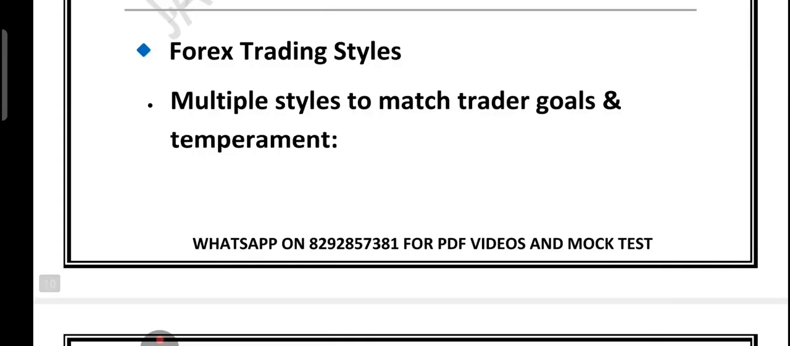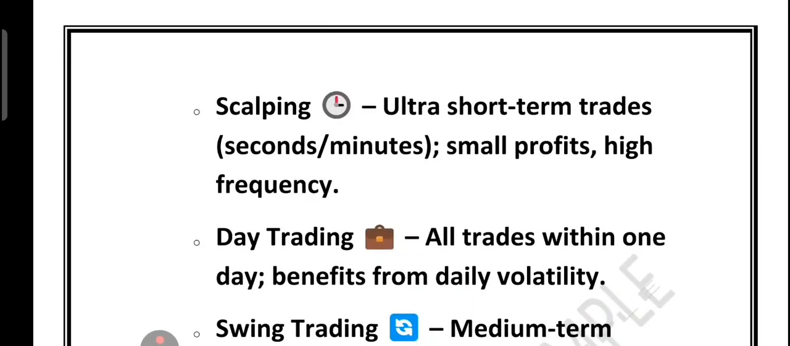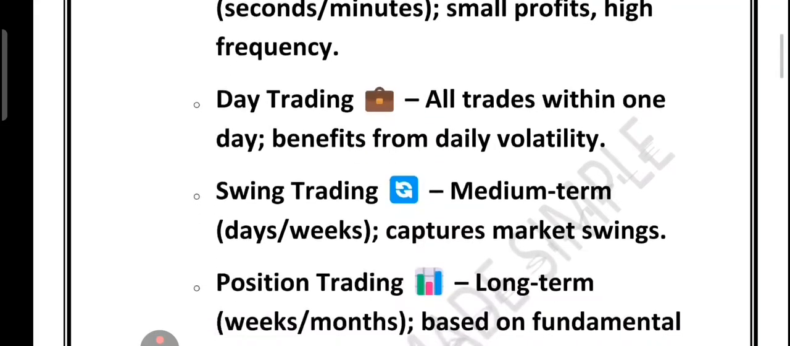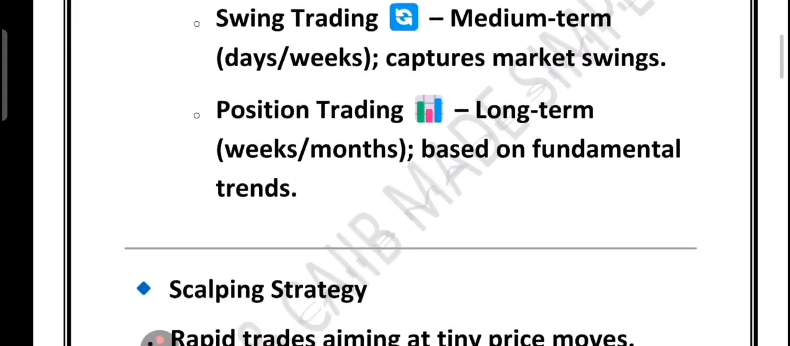And multiple styles are there to match the trader goals and temperament, like scalping. So this is an ultra short term trade, small profit, high frequency, day trading. So what happened in the day trading, all the trade happen within one day. Then we have the swing trading. Swing trading, it is a medium term like day or week, right? It captures the market swing. Then we have the position trading. Position trading, what happened, it is a long term, week, month based on fundamental trend.